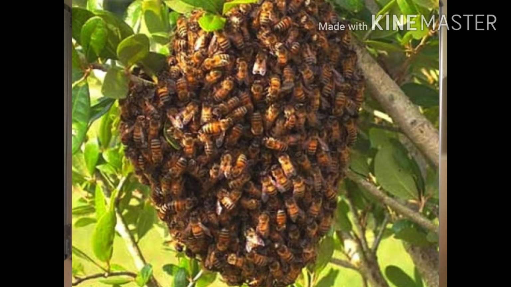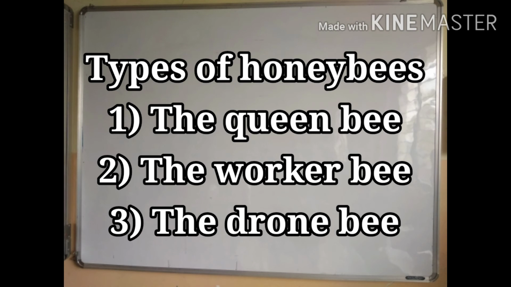They are living in a group. They are living together, and they are having different kinds. They are having their different work. On the work basis, all the honeybee types are there. Now we have to see the types of honeybees. Just check it. First type is the queen bee. Second, the worker bee. And third, the drone bee. Okay, these three types we have to learn now.